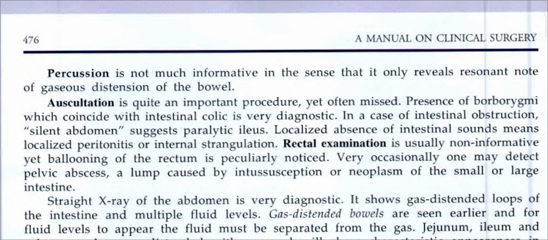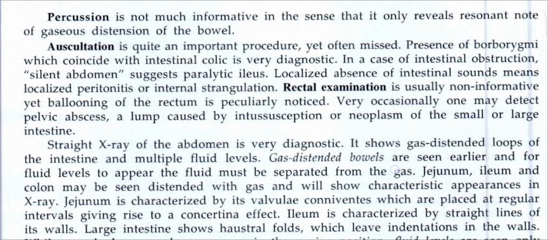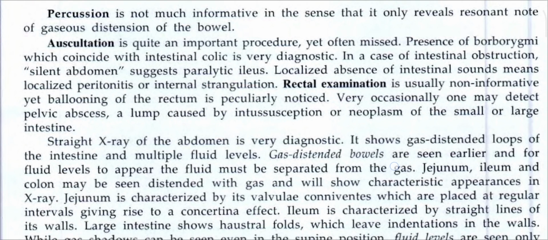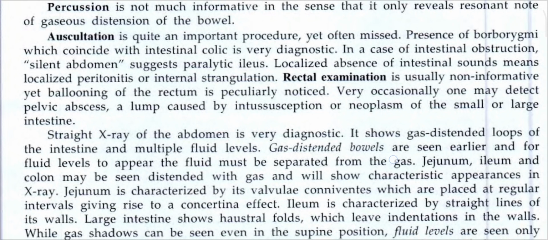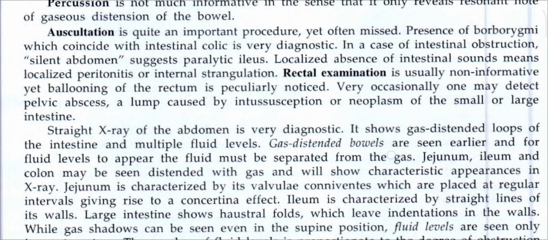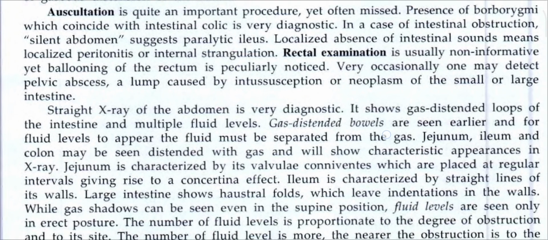Percussion is not much informative, in the sense that it only reveals a resonant note of gaseous distension of the bowel. Auscultation is quite an important procedure, yet often missed. Presence of borborygmi, which coincides with the intestinal colic, is very diagnostic. In case of intestinal obstruction, a silent abdomen suggests paralytic ileus. Localized absence of intestinal sounds means localized peritonitis or internal strangulation.